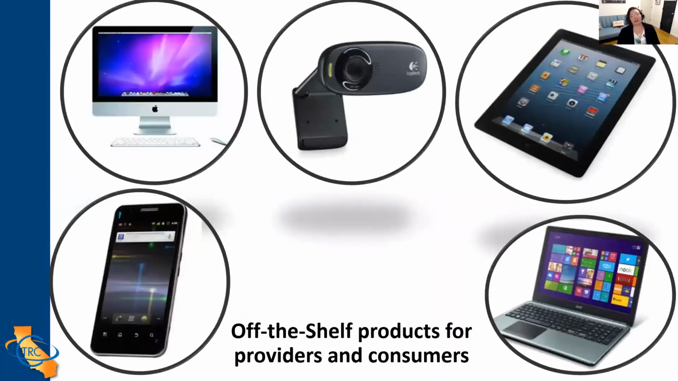So let's look now at some of the products that you can use. These are all off the shelf. You can go to Best Buy and purchase them. So what can you use? You can use a desktop with an external webcam. You could use a laptop with an internal webcam. You could use a tablet or a cell phone.